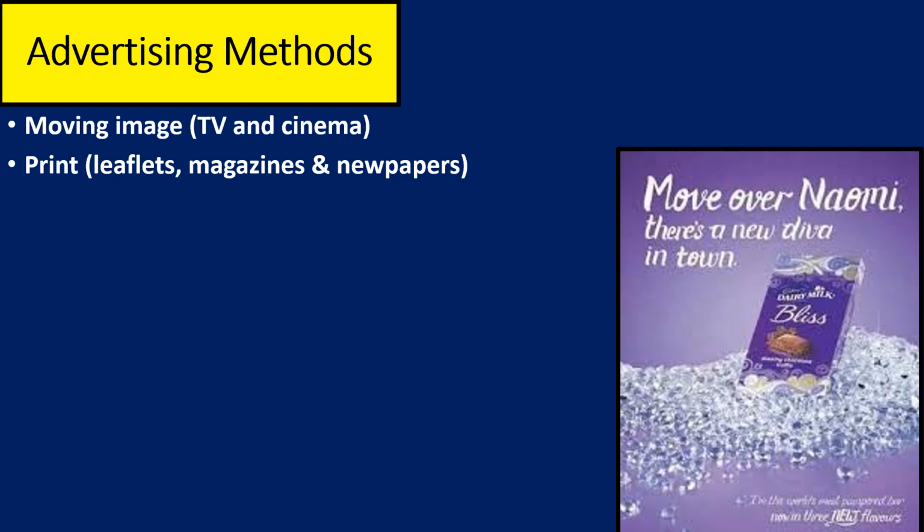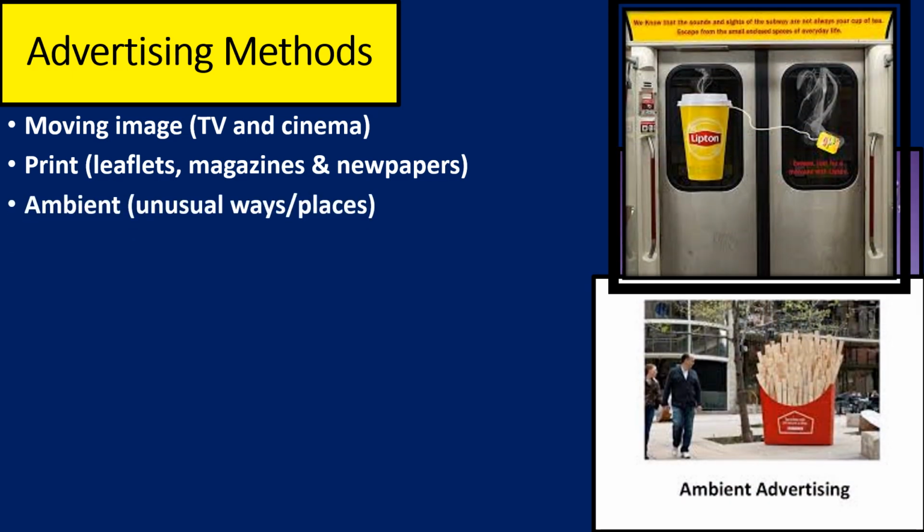Then if we move on, we've got ambient. Now, ambient is placing things in unusual places and ways. So you can see I've got a giant pack of McDonald's chips there. People will notice that. We've got a Lipton's tea put on a tube station, a tube train.